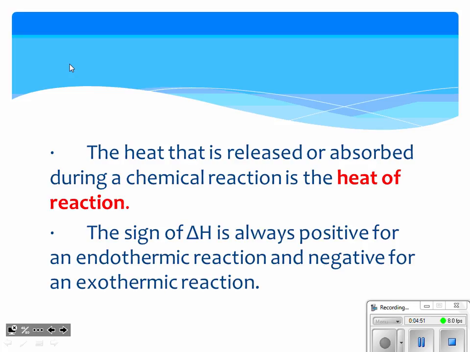And this is important right here, so you might want to put an asterisk by it. Delta H is positive for an endothermic reaction and negative for an exothermic reaction. So if the change in enthalpy is positive, you have an endothermic reaction. If the change in enthalpy is negative, you have an exothermic reaction.